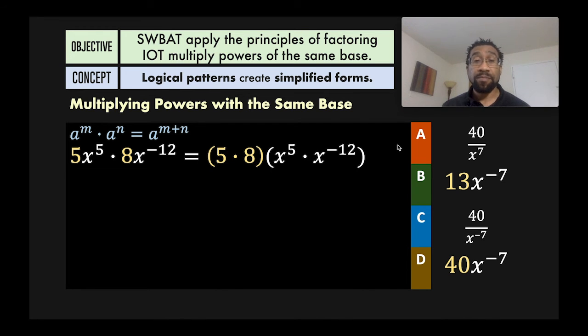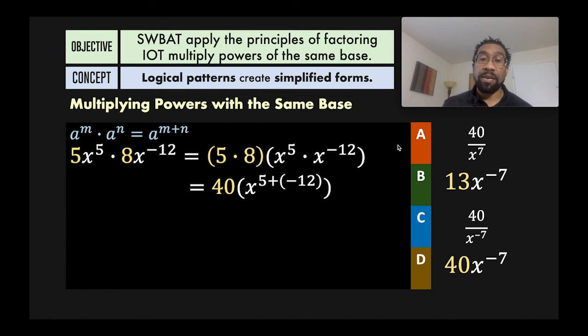Next, we can continue simplifying this problem like we've been doing. 5 times 8 gives us an integer, which is 40, and then we add the exponents that have the base of x. So 5 plus a negative 12 takes us to a negative 7. When we continue to simplify this, we get 40x to the negative 7.